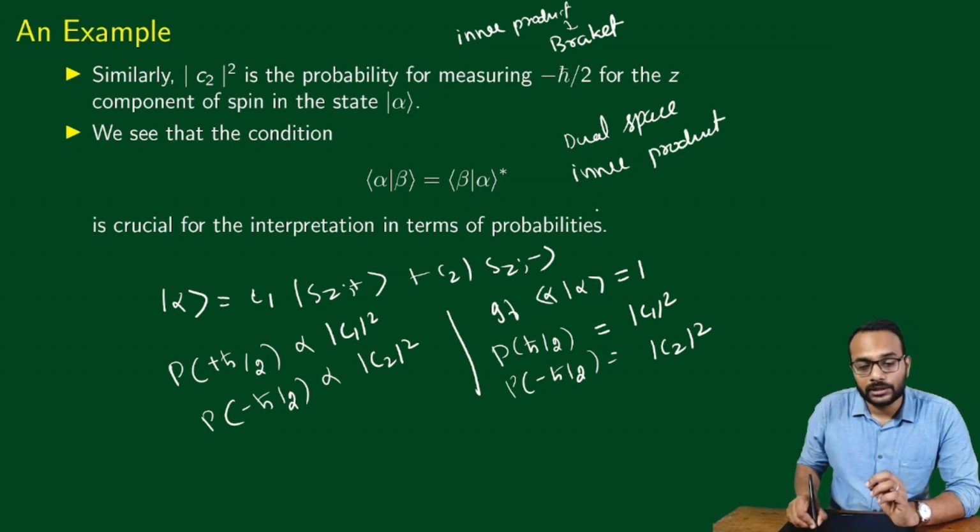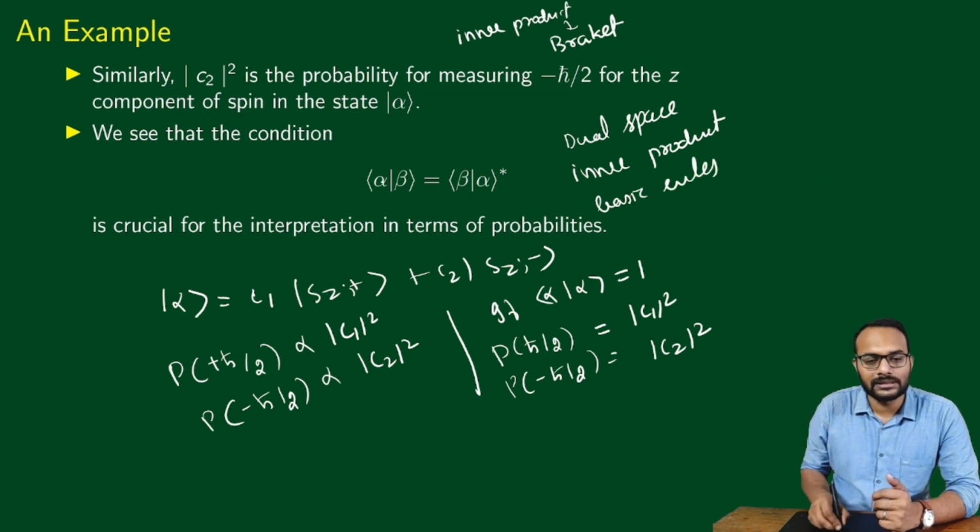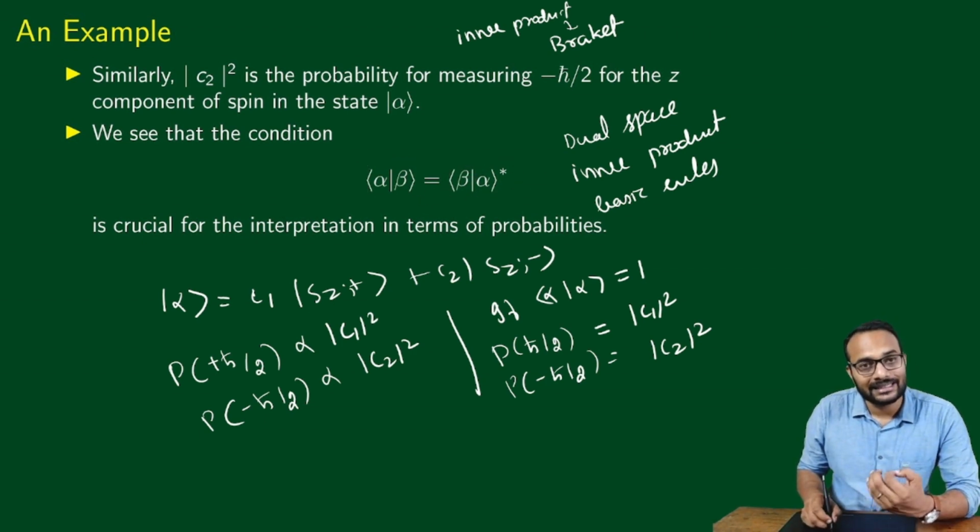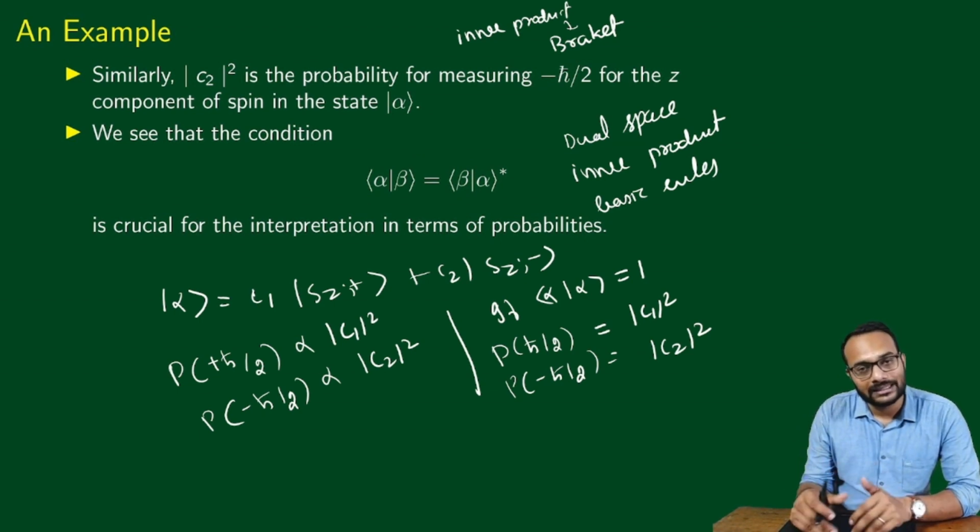You also need to understand the basic rules, like the condition that bracket alpha beta is equal to bracket beta alpha star. You could take these as definitions of the inner product. If you are able to use all these definitions, then it's well and good. After discussing this, we also discussed an example to make these things a little bit more concrete.